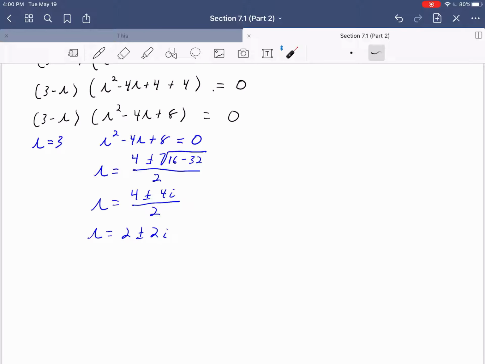So this is, again, going to be an example where for a 3x3 matrix, we actually get 3 different eigenvalues. But in this case, 2 of them, 2 plus 2i and 2 minus 2i, are going to actually be complex.